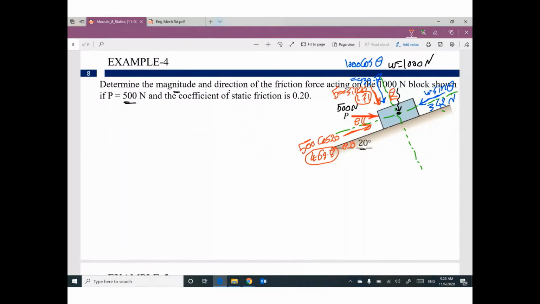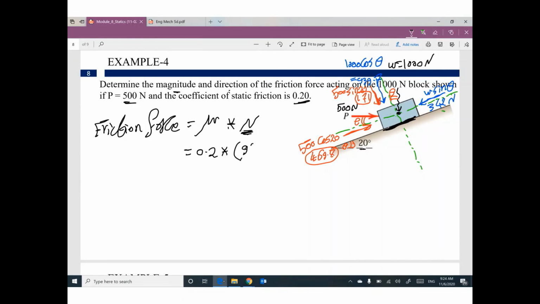Okay, let's start. To figure out the value of the friction force, it's a piece of cake: mu times N. Mu is given 0.2. What are the forces N which are perpendicular to this surface of contact? All forces, please. Perpendicular to this surface, we have 939.7 and we have 171. This one and this one. So I can figure out the value of the friction force. It will be 222.14 Newton. This is the magnitude of the friction force.